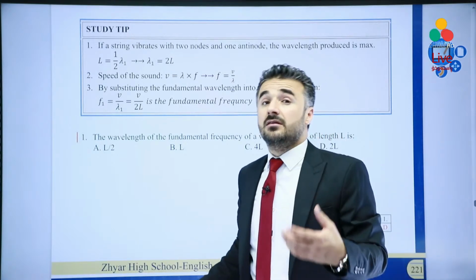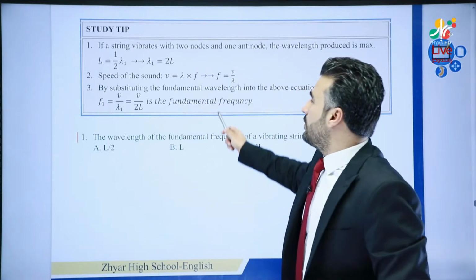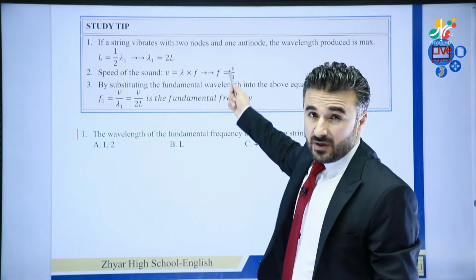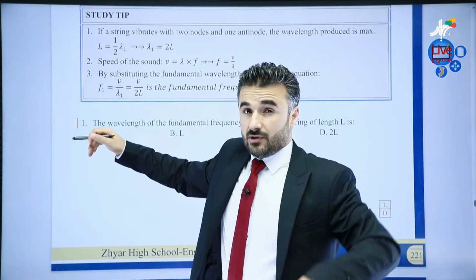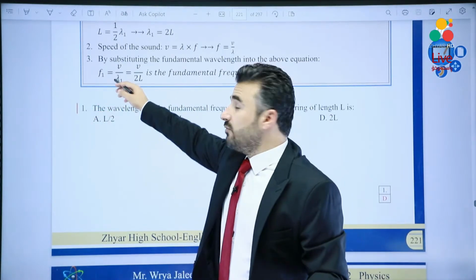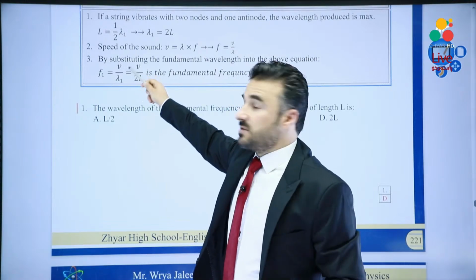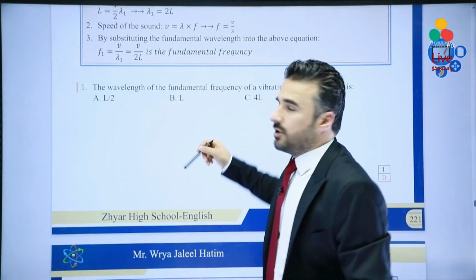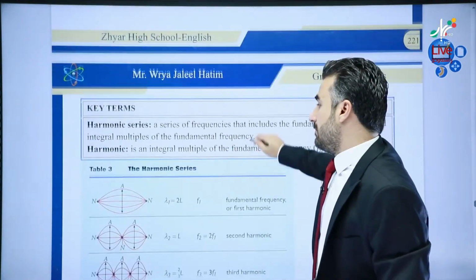If we're trying to find the frequency of that maximum wavelength, then frequency equals the speed of the wave divided by the wavelength. But we said the wavelength equals 2 times the length, so this is the final equation: F1, that is called the fundamental frequency, equals the speed of sound divided by 2 times the length of the string. And we did solve this example.